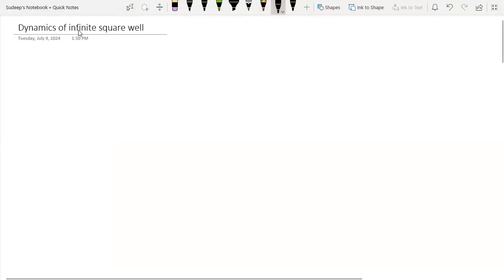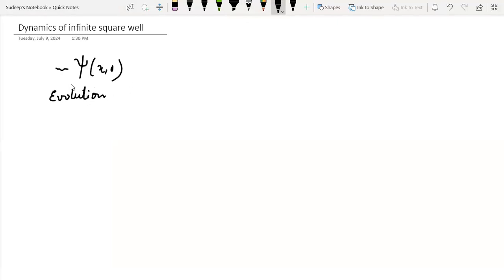In this lecture, we are going to do a few previous year problems that were asked on dynamics of stationary states. You're already aware that if at initial time t equal to 0, my wave function is given by psi(x, 0), then we would like to find how this wave function behaves, or evolves, with respect to time. So we are interested in the evolution of psi as a function of time also.